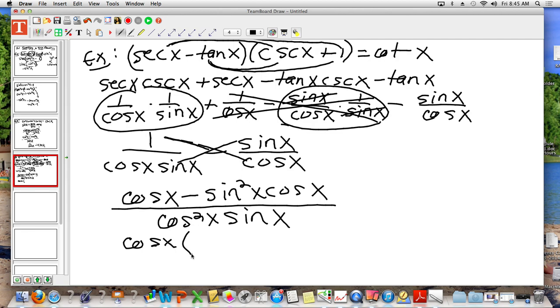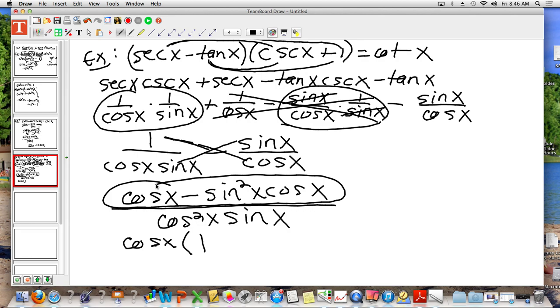If I factor out a cosine of x here, what do I have left when I factor a cosine of x out of a cosine of x? Negative 1. Wait, what? Isn't it just... Which cosine x are we taking out? I took a cosine of x out of each one of the terms in the numerator.